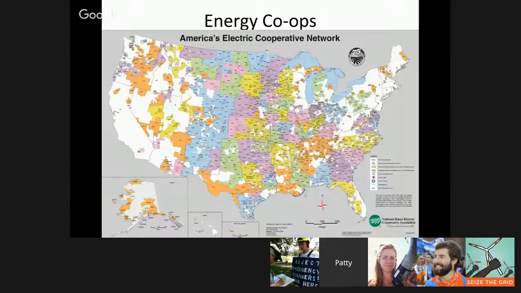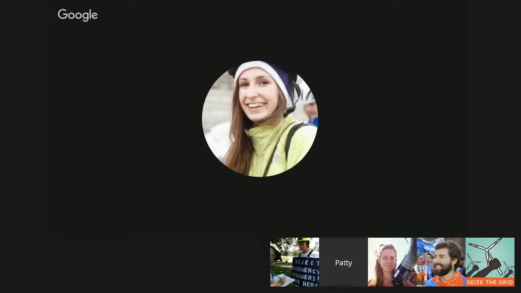I'm having a little bit of a hard time with the color gradient and seeing what means what. Sure. Actually, this is relevant, so I'll go deeper into that. The electric co-ops, each of these tiny little areas grouped by color, are an individual distribution co-op. Essentially, that means it's a cooperative organization.